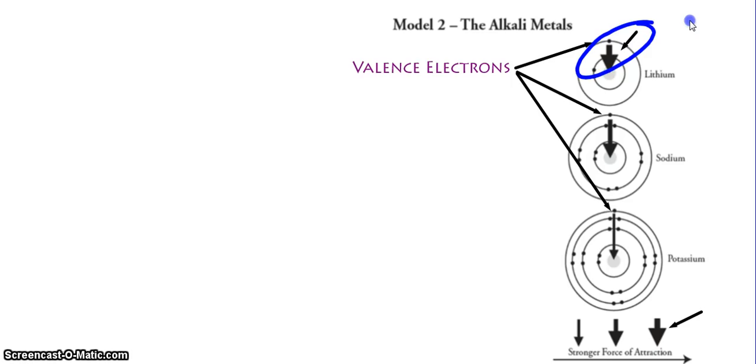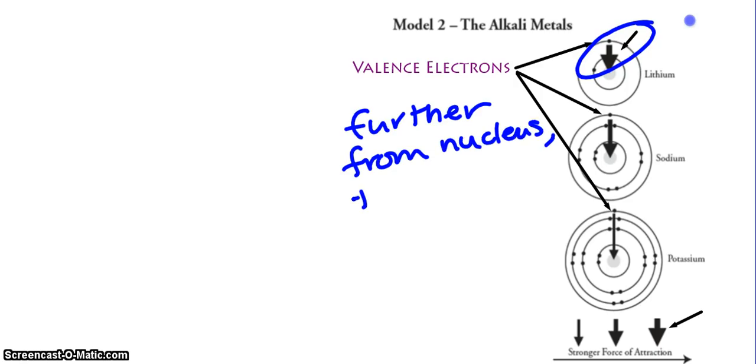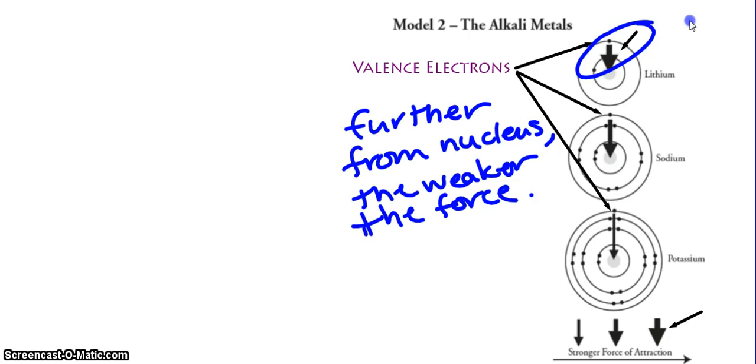So the more electrons within an atom, as you go down a group, you're adding an entire ring full of electrons, an entire energy level, which pushes that valence electron further out and weakens the force of attraction. Again, the further away it is, the weaker the force. This pattern will apply in all groups on the periodic table if I'm looking at elements within the same group.